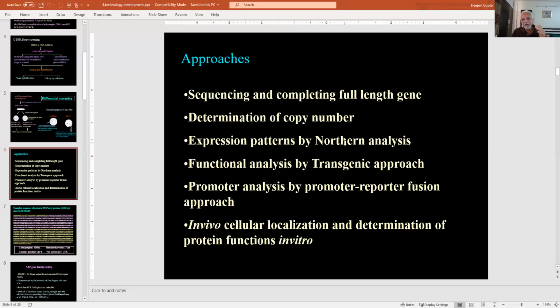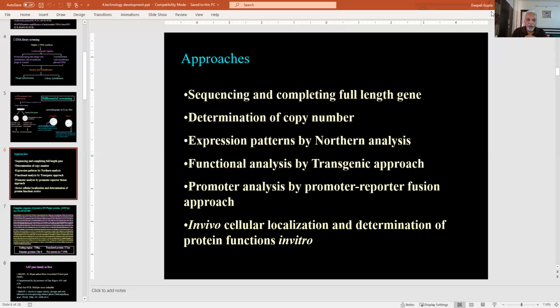Okay. So with this kind of introduction, and as I mentioned, we approached the technology development for abiotic stress tolerance by differentially screening a cDNA library prepared from maturing panicles of rice plants. We ended up picking up a series of genes, and I will discuss one such gene which we finally decided on and took to its logical end.